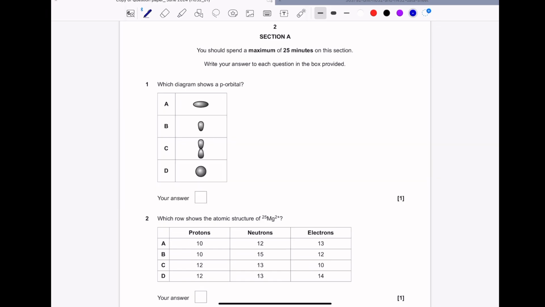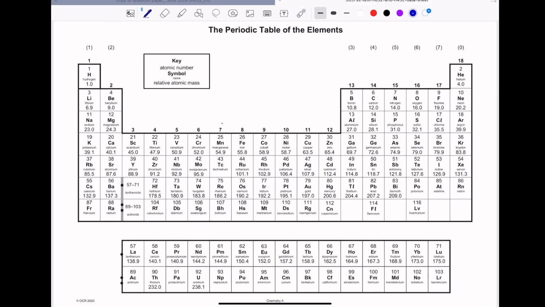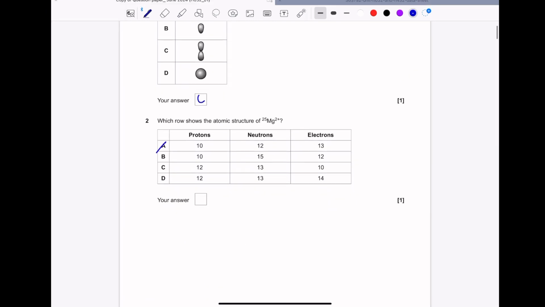First question is which diagram shows a p orbital? These are dumbbell shapes, so the answer is C. Question 2 is which row shows the atomic structure of Mg2+, isotope 25? On the periodic table, magnesium's atomic number is 12, so that means 12 protons. And if it's 2+, that means 2 electrons are lost, leaving us with 10 electrons, so the answer is also C for this one.